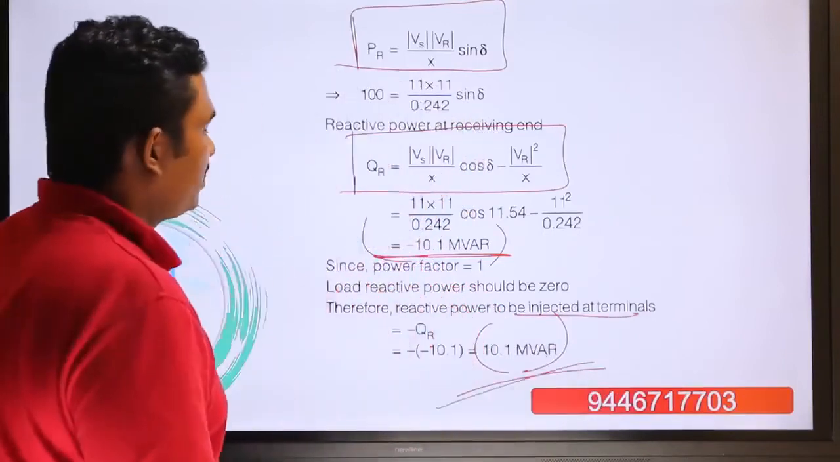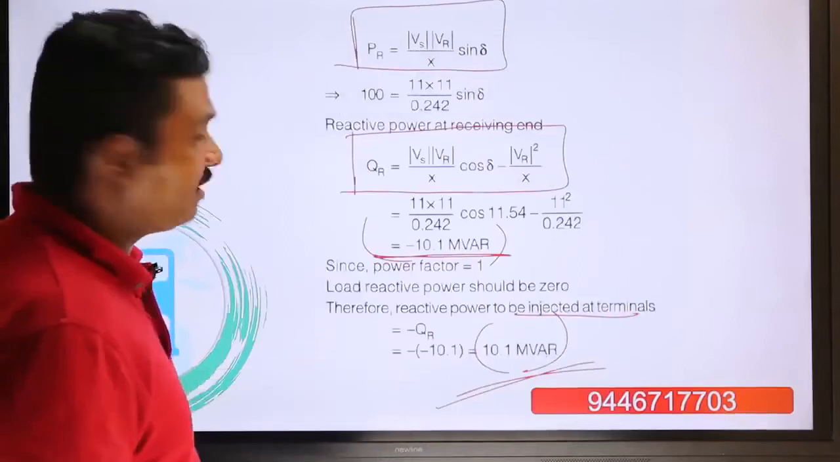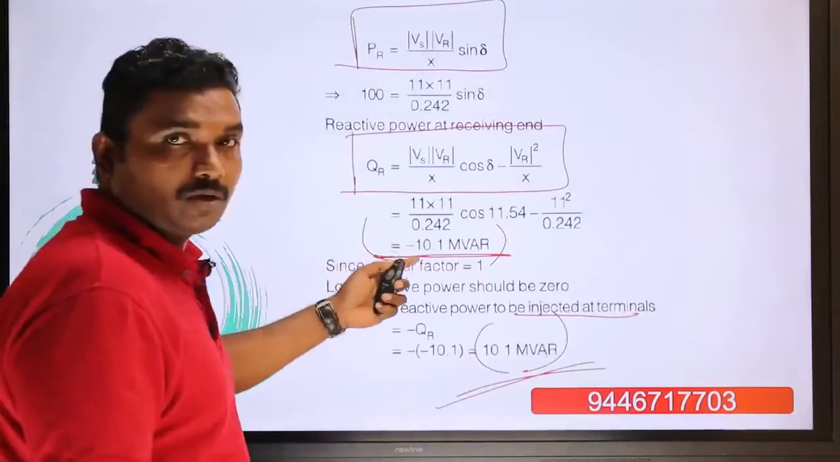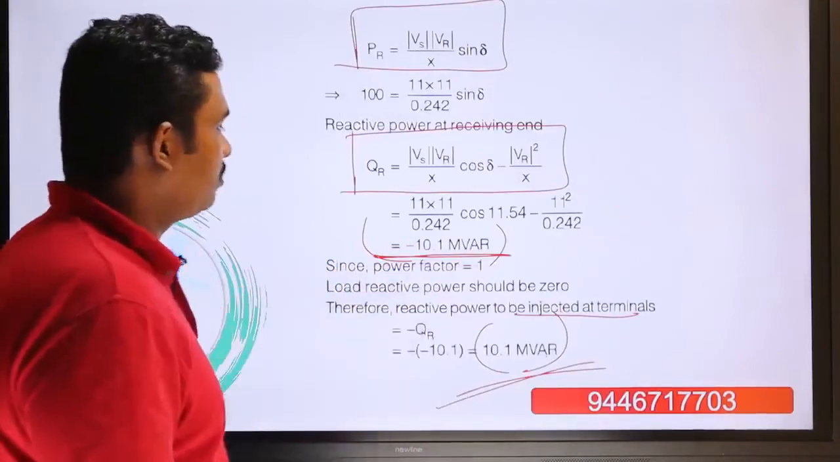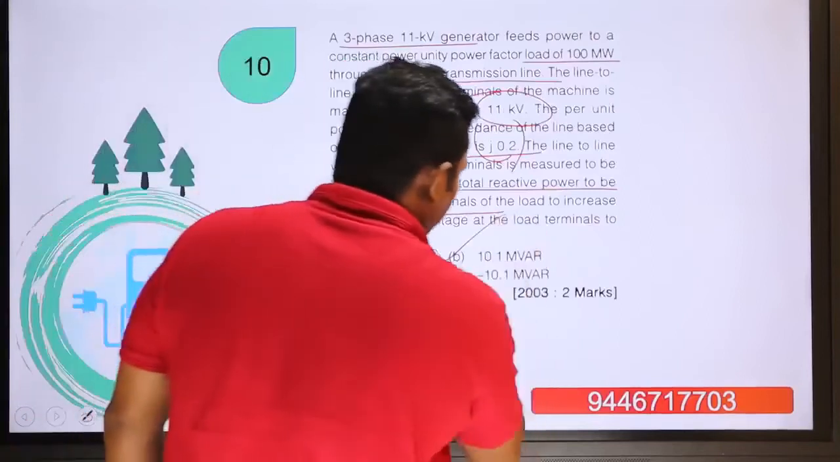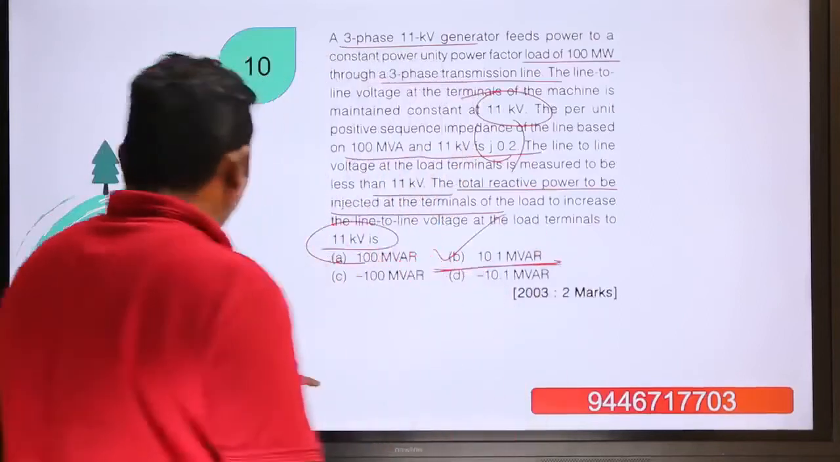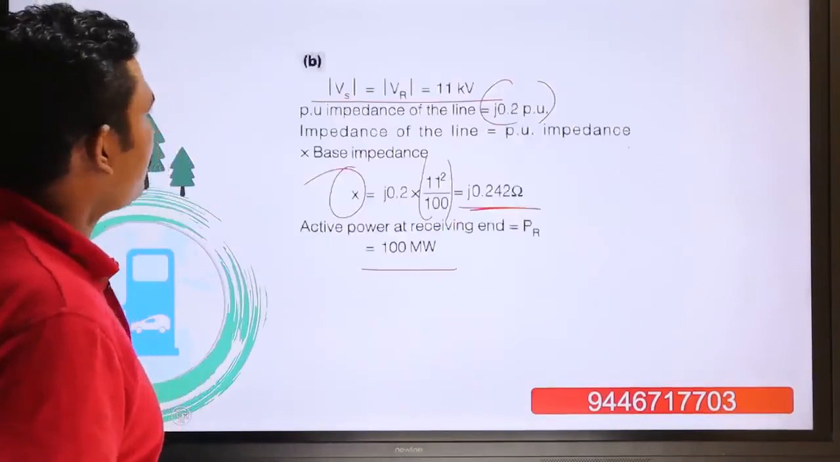Okay. So the value of reactive power that is to be injected into the line is 10.1 MVAR because we have to compensate for minus 10.1 MVAR. So what is the value of the answer? It is 10.1 MVAR. So the answer is option B, which is equal to 10.1 MVAR for question number 10. So that is option B.